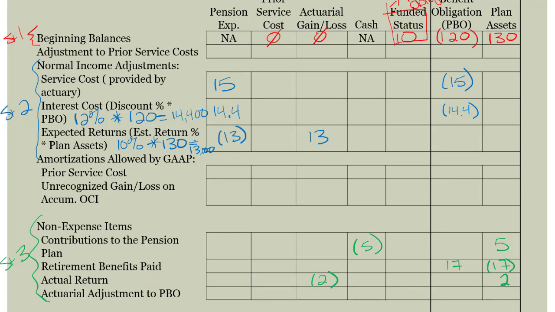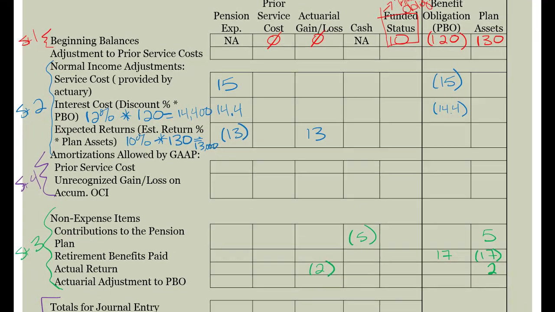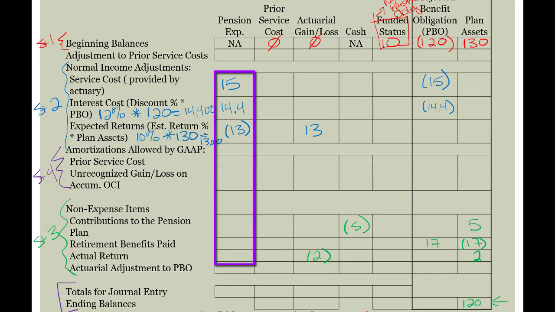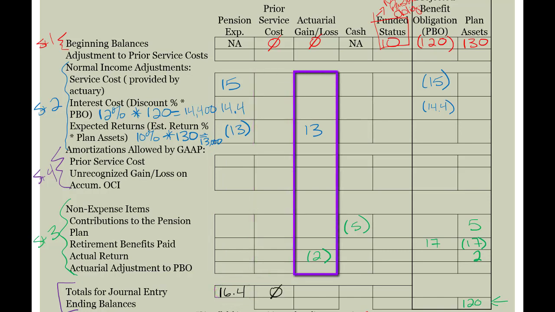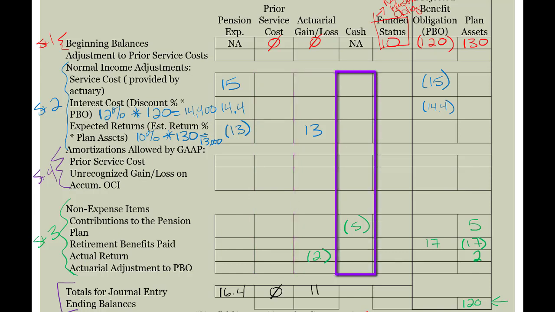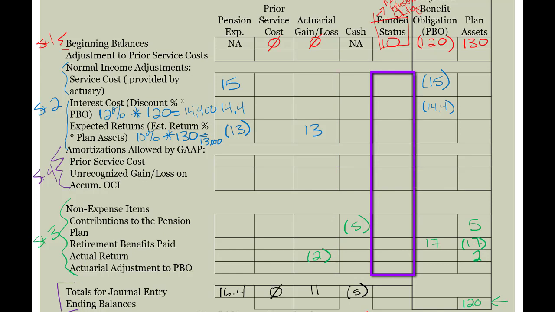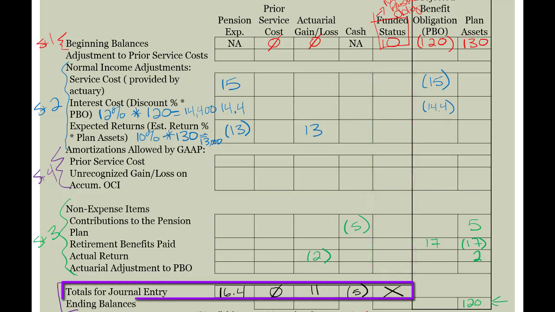So let's go ahead and see how this all comes together to get us our journal entries and our ending balances. And what we're going to do is add up. So I'm going to add from here to here, which gives me my journal entry amounts. So 15 plus 14.4 minus 13 gives me 16.4 down here. Prior service costs, nothing there. Actual gain or loss, we've got a positive 13, a negative 2, so I've got an 11. 5 and nothing else, so I've got a credit of 5. And we're not going to worry about this number for now, so I'm just going to put an X in it. Now that we've got our expense items, now we can get ending balances.